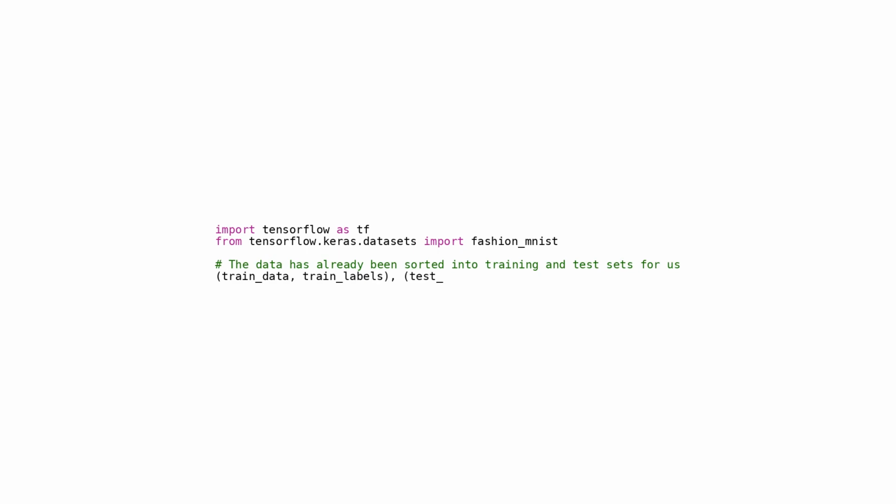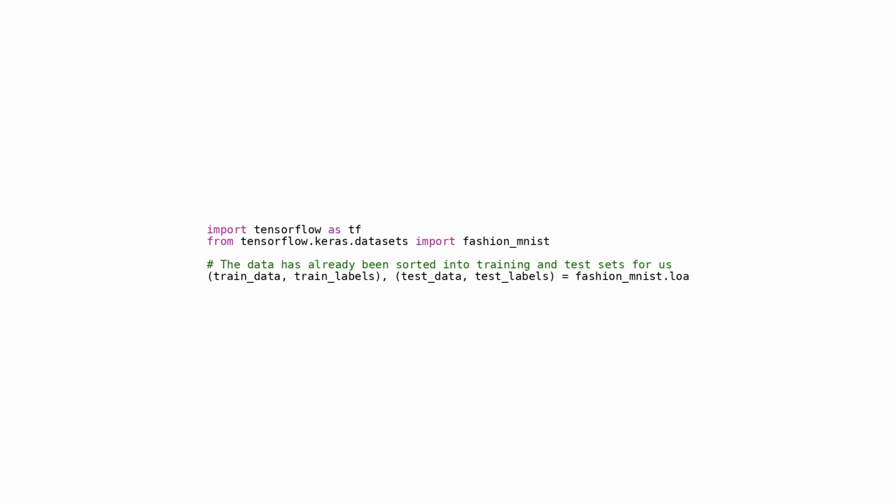The code then proceeds to load the dataset and split it into training data, train_data, train_labels, and test data, test_data, test_labels. The training data consists of images and their corresponding labels that the model will learn from, while the test data is used to evaluate the model's performance on unseen data.